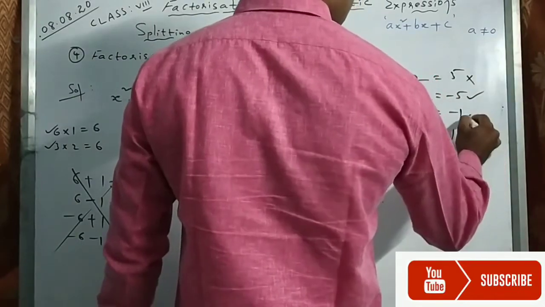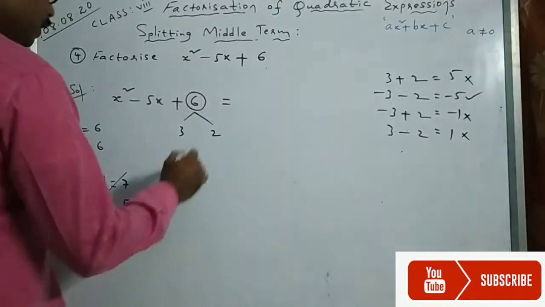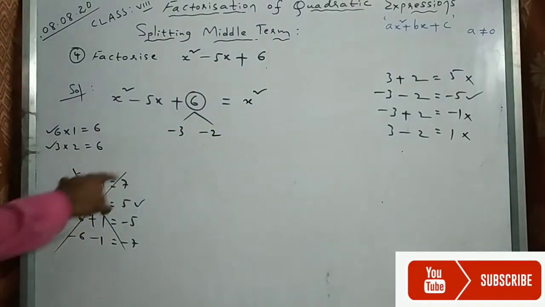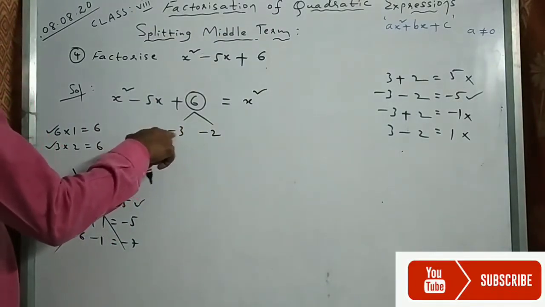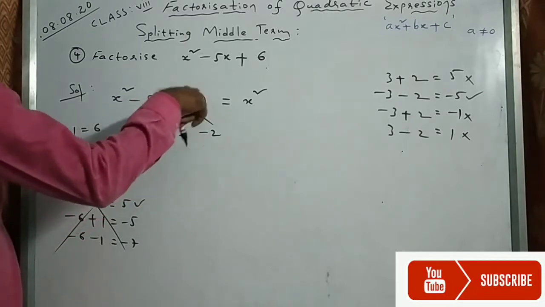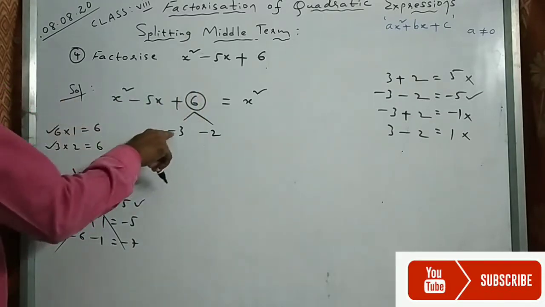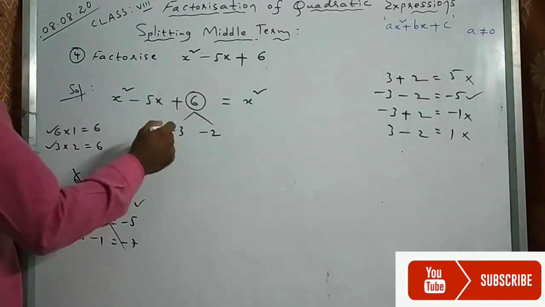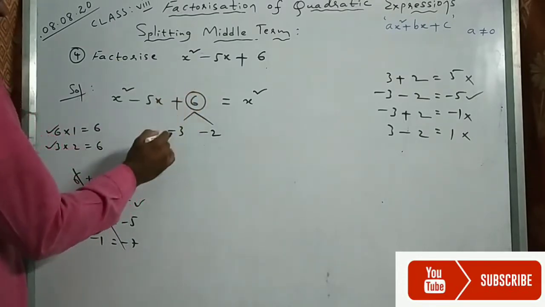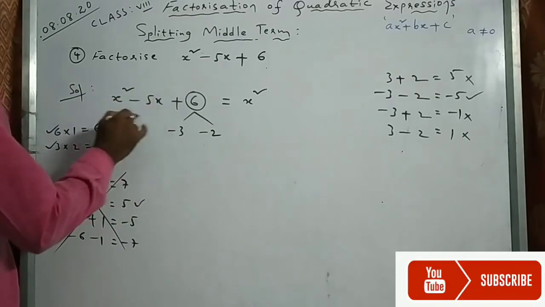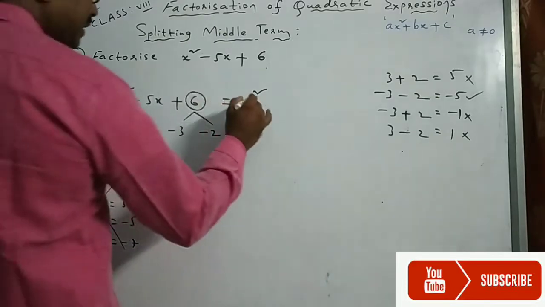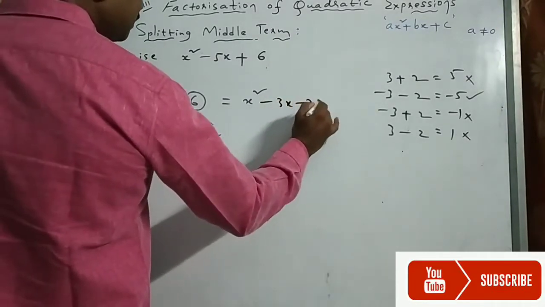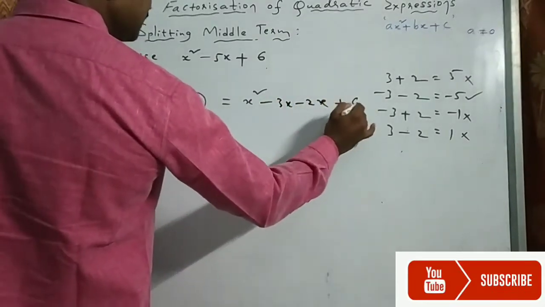So the rest are wrong. Okay. So the possibility is minus 3, minus 2. If you take the product, minus into minus is plus, and 3 2s are 6. Correct, no? If you take multiplication, we should get this. If you take addition or subtraction, we should get this. That is called factorization. So minus 5x can be written as minus 3x minus 2x plus 6.